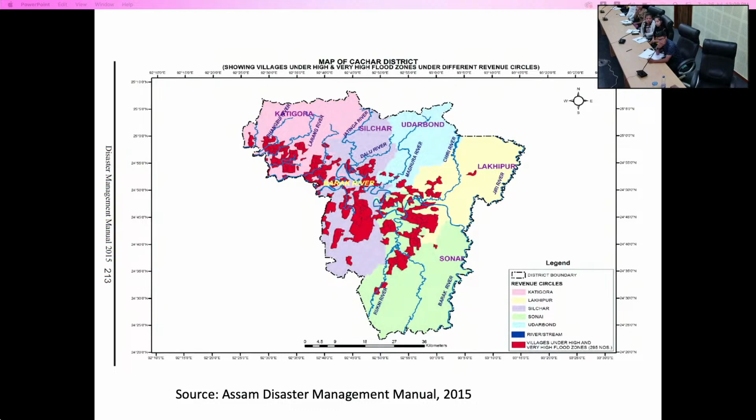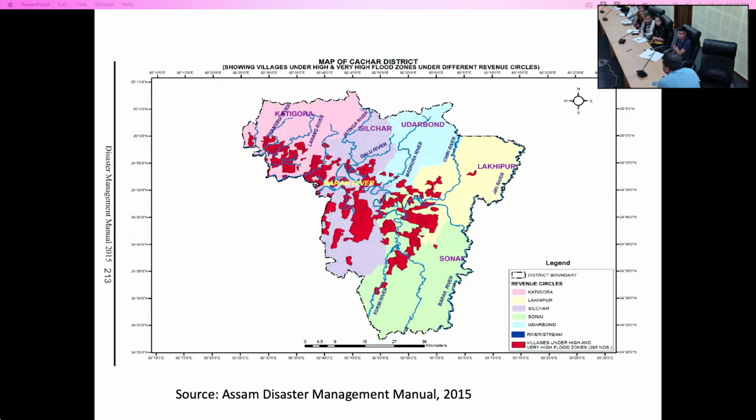you do not see even a single red spot in Silchar. According to this map, Silchar is not that vulnerable to flood, or Silchar is not highly affected by flood. But in 2022, Silchar was the most affected flood area. This map is wrong as of today. It might have been right in 2015 when it was published. So, the point I am raising is that situation changes.